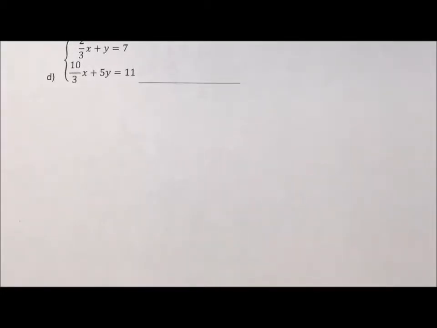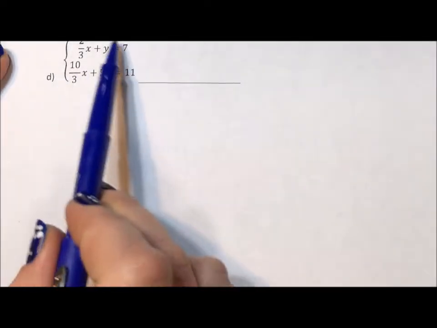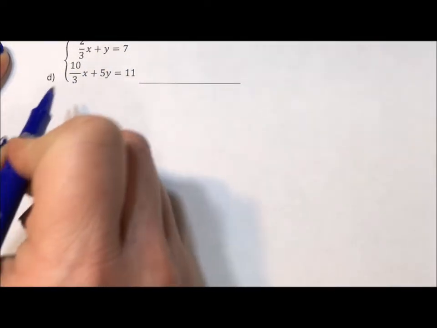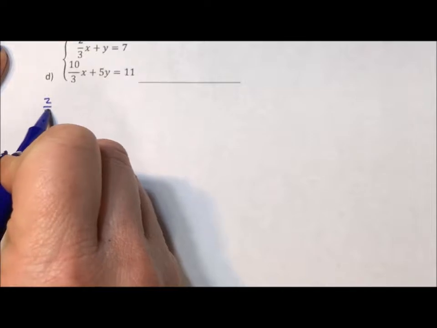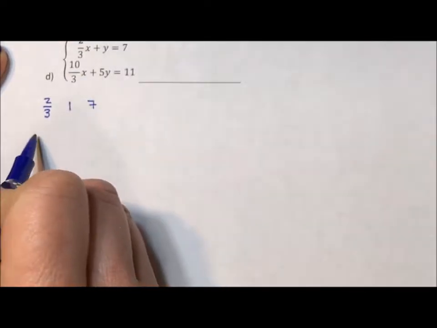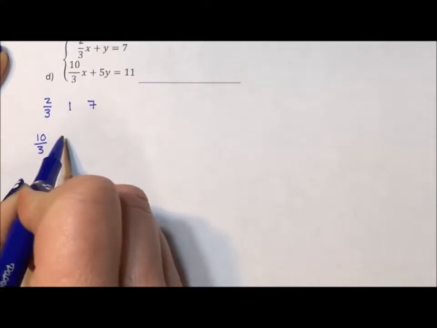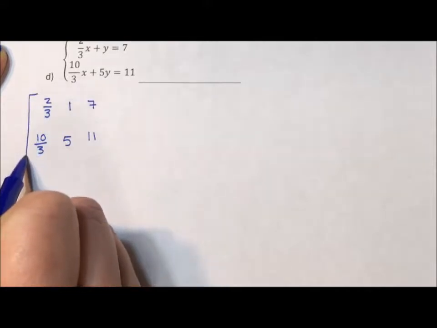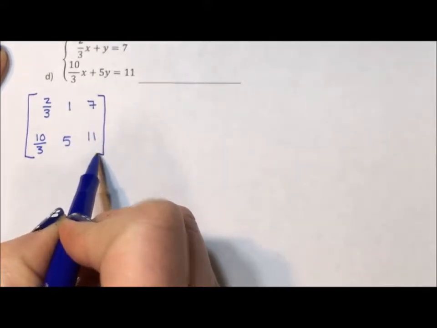Today I'm doing a series of videos on solving systems of equations with a matrix. So what I want to do first is take this system and write it as a matrix. To write it as a matrix, I write the numbers that correspond to my equation. My first equation, I have a 2/3, a 1, and a 7. For my second equation, I have a 10/3, a 5, and an 11. To make this a matrix, I need to put brackets around my numbers, and I have a matrix.